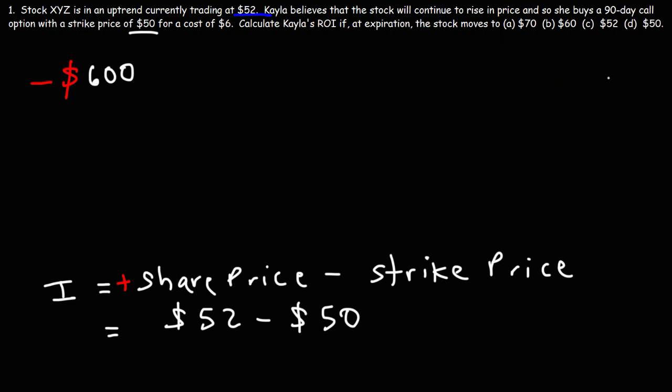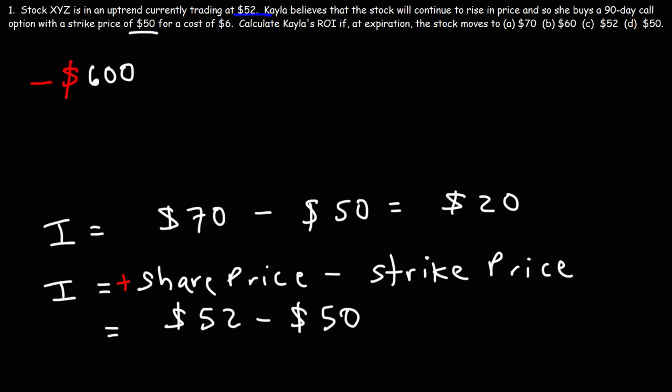Now, at expiration, the stock is going to move to $70. So the intrinsic value of the call option, rather, is going to be the share price, which is now $70, minus the strike price of 50. So at expiration, this particular call option will be worth $20. So 20 times 100 shares, that means that she can sell it for a total of $2,000. So Kayla's net gain on this trade, if the stock goes up to 70, will be $1,400.